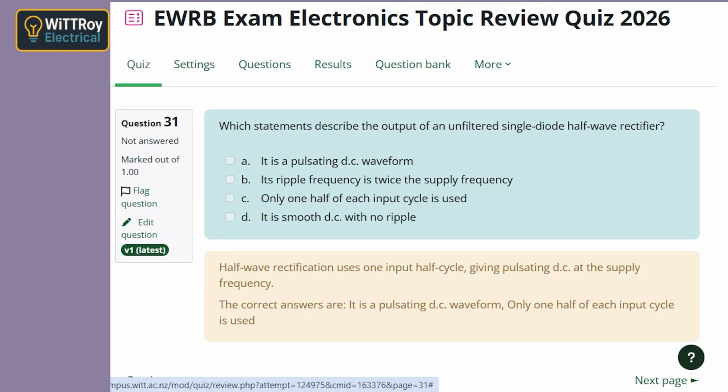Question 31. Which statements describe the output of an unfiltered single diode half-wave rectifier? I selected it is a pulsating DC waveform. Yes, you got that one. Half-wave rectification uses one input half cycle, giving pulsating DC at the supply frequency. This was a multiple answer item. You correctly identified all of these. It is a pulsating DC waveform and only one half of each input cycle is used. That matches the waveform I had in mind.